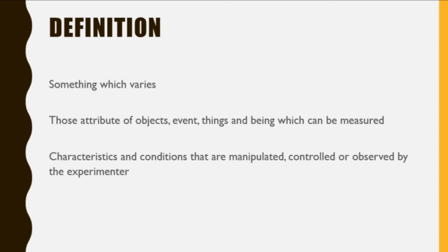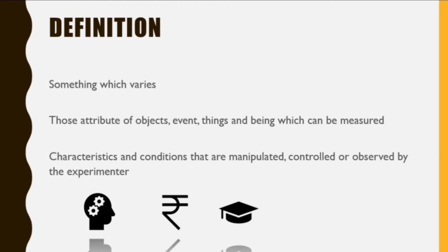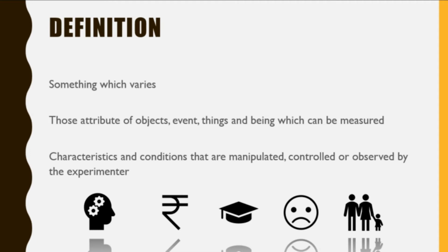For example, intelligence can be a variable in a study, or income level, or education, level of education. Various emotions, distress, anger, sadness, depression can be called variables. Or there are demographic variables, wherein age, weight, height can also be called variables. These are just a few examples. If you see, a wide variety of variables are available.